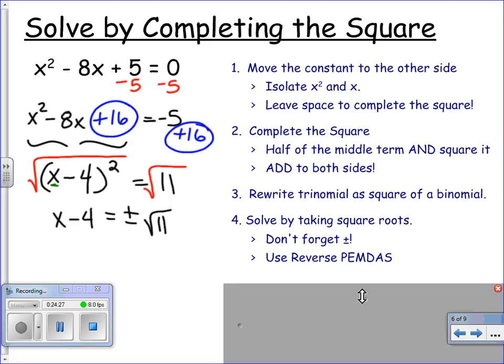And then continue to use my reverse PEMDAS. I'll add 4 to both sides. Remember that when we add 4, we'll put it in front of the plus or minus, just like we had done last week. So x equals 4 plus or minus the square root of 11. Any questions about what I did on a certain step or where a number came from?